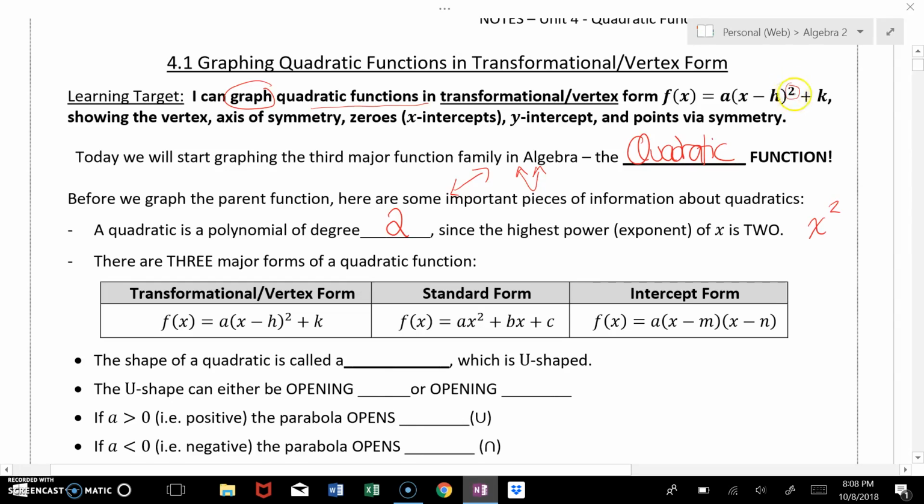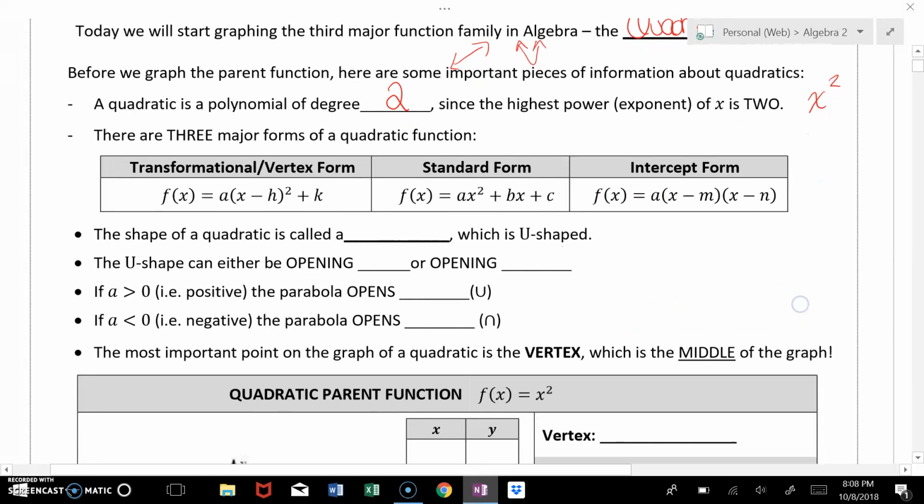In transformational form, you see this 2 right here. There are three major forms of quadratic function. We've got transformational and vertex form, which we'll talk about today, standard form, and then intercept form. The shape of a quadratic is called a parabola. You've seen a parabola before, which is U-shaped. The U shape can either be opening up or opening down.